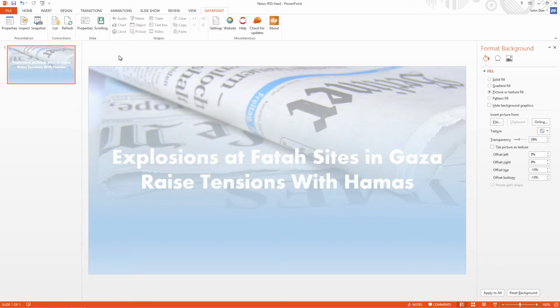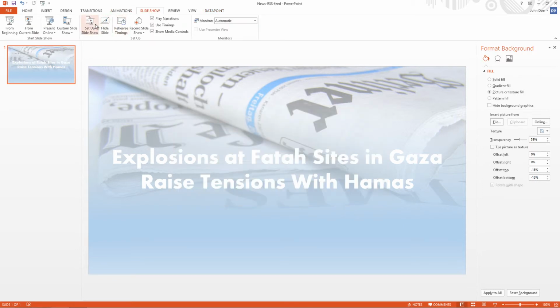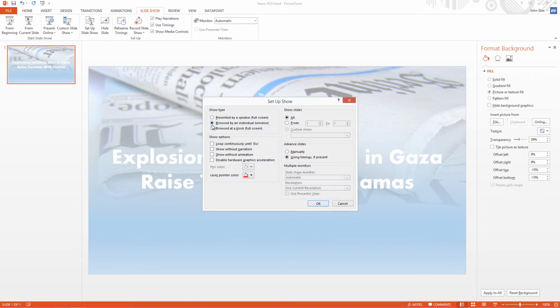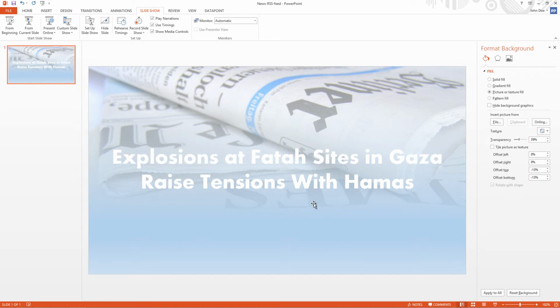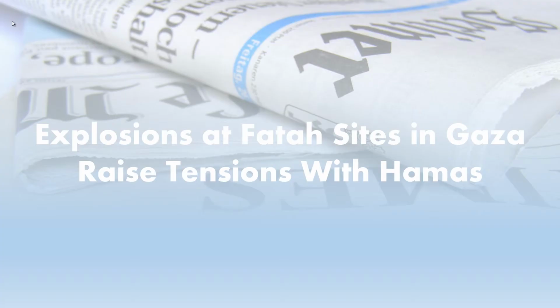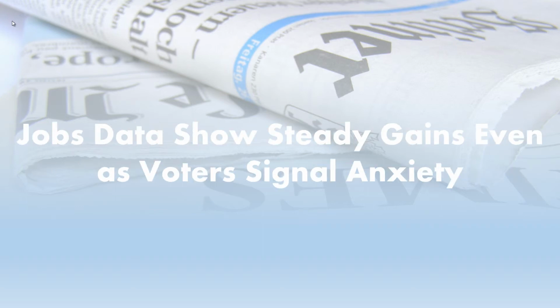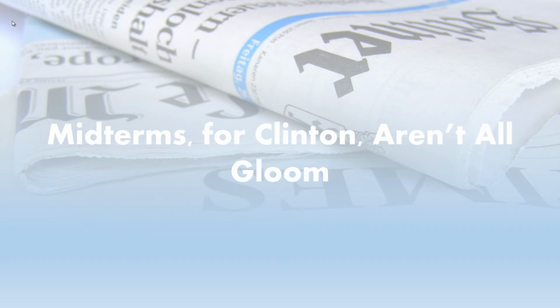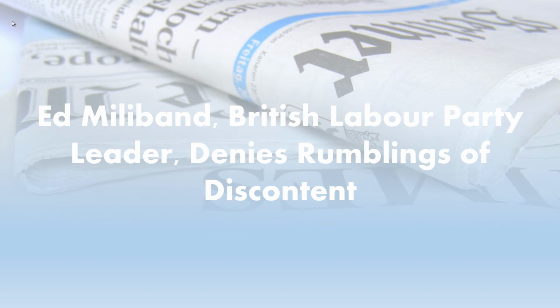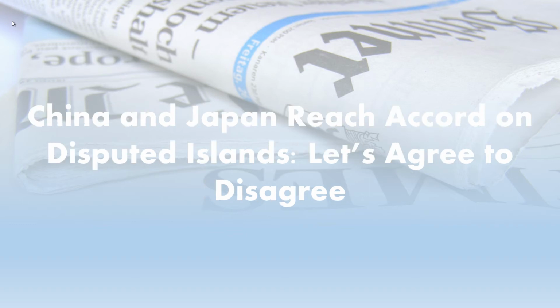Now I go into the slideshow settings and I make sure that browsed at a kiosk is selected for full screen and continuous playback. OK, I start the slideshow. And now you will see that all the news articles are appearing on the slide. Each one is displayed for 3 seconds and then it's going to the next one. So this will run continuously.